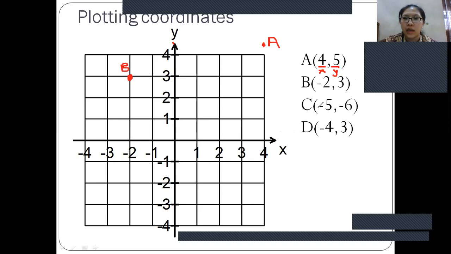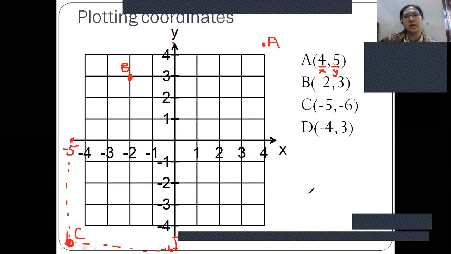Okay, C is on -5, -6. Right, maybe over here is -5. Okay, maybe here, -6. So C will show over here, down here, -6 is over here. So maybe C is on this part, -5, -6.